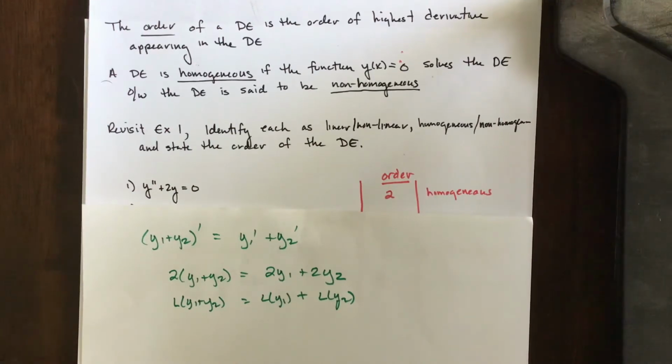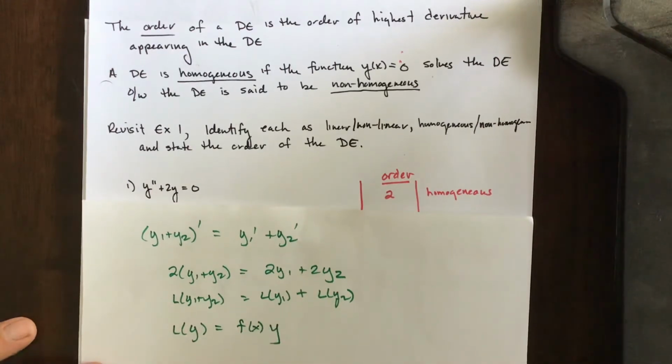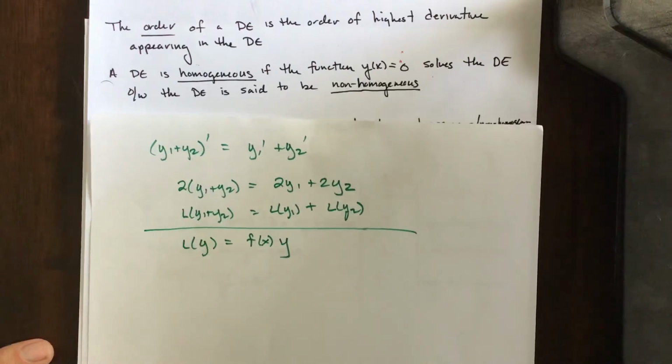One of the other things is what happens if you're multiplying y by a function of x. So let's say that L of y is f of x times y. Is that a linear operator? I'll draw a line to kind of differentiate the ideas.